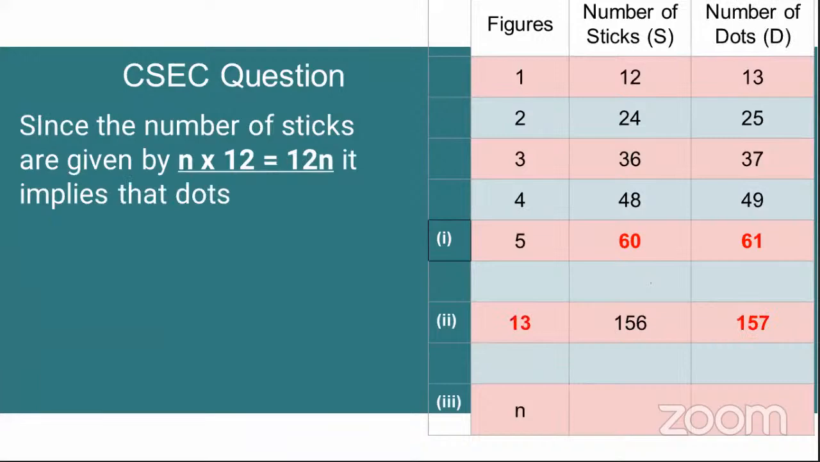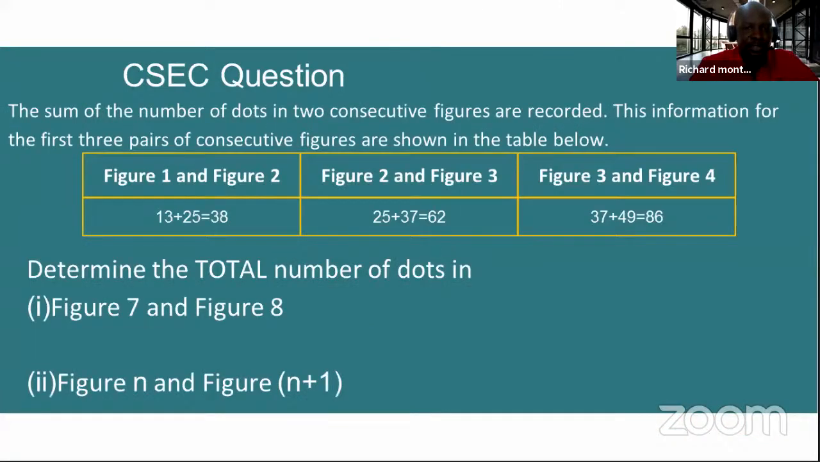All right, so great going, students. Now I want you to look at this extension to this question. Pay close attention, students. Look at it, read it. When you're given a question, even if it seems wordy, read it twice. The sum of the number of dots in two consecutive figures are recorded. This information for the first three pairs of consecutive figures are shown in the table below.